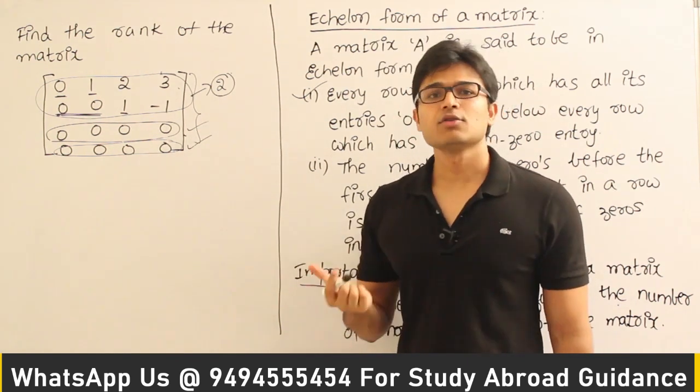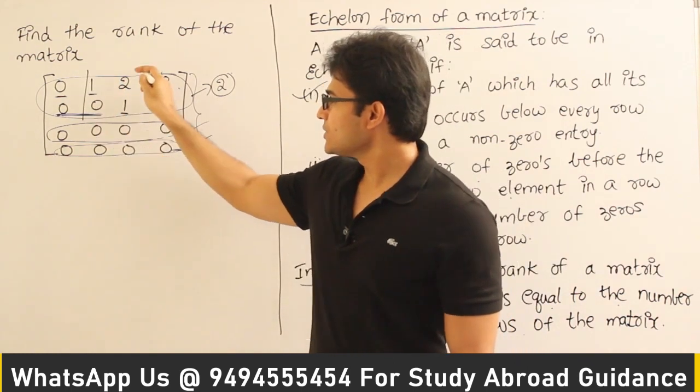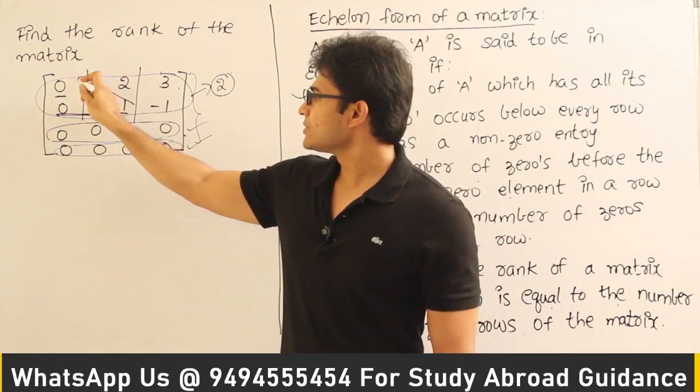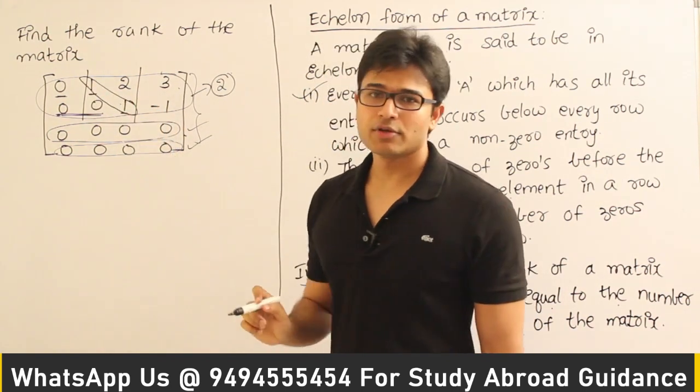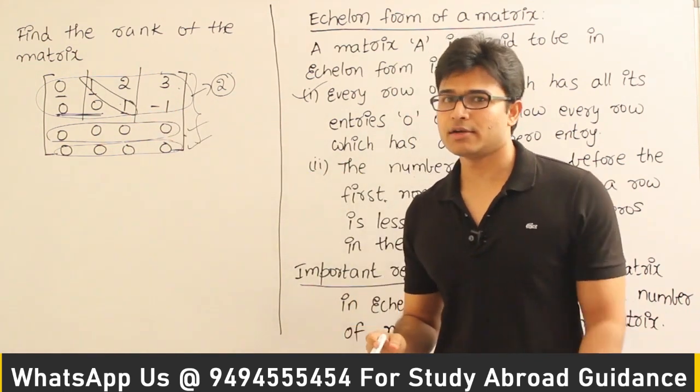Next, you have to take a 2 by 2 submatrix, right? Now which one can you take? This one. If you see this, it is a triangular matrix. The reason is, all the elements below the principal diagonal are zeros. Therefore, it is a triangular matrix. That is the concept behind it.